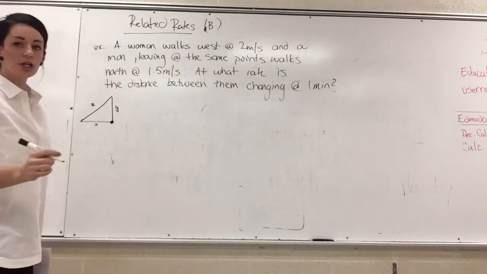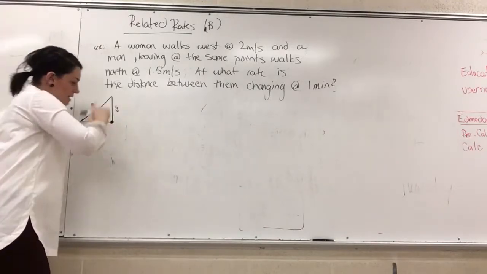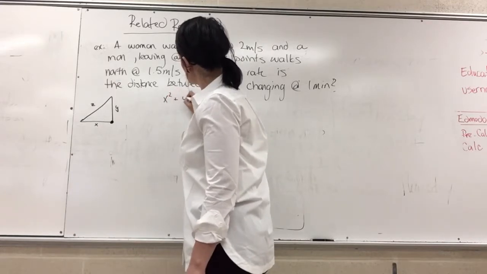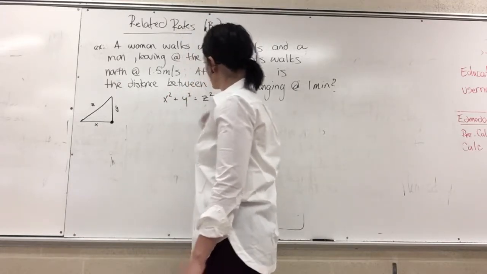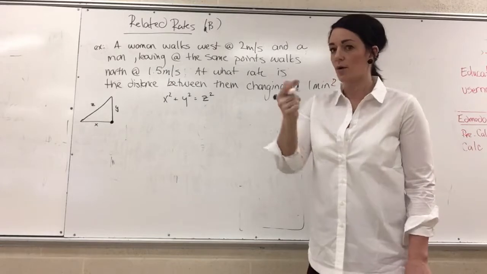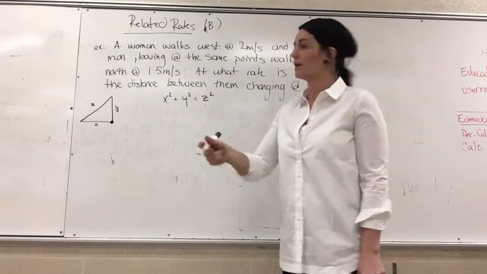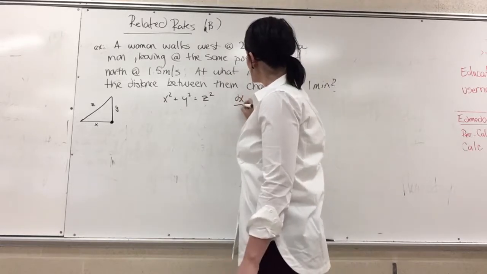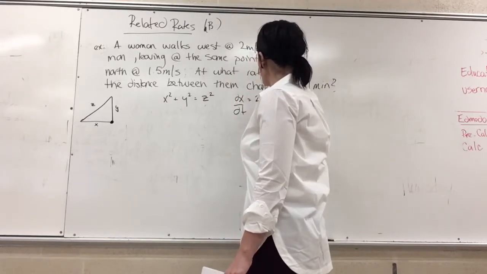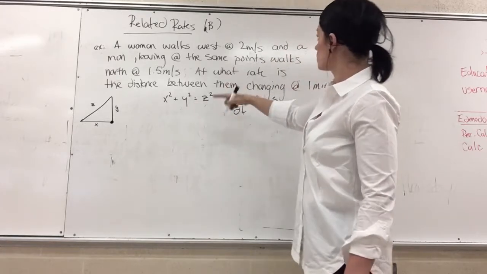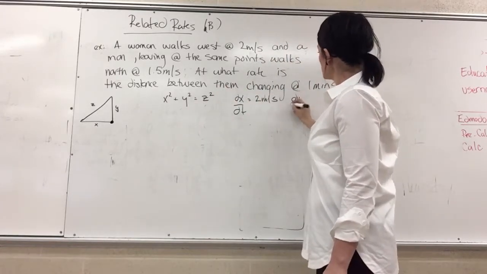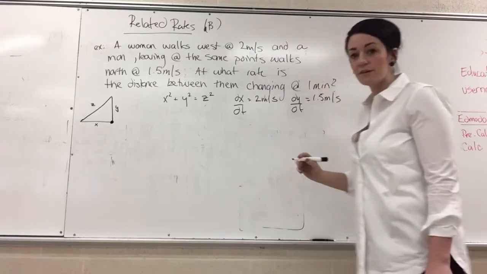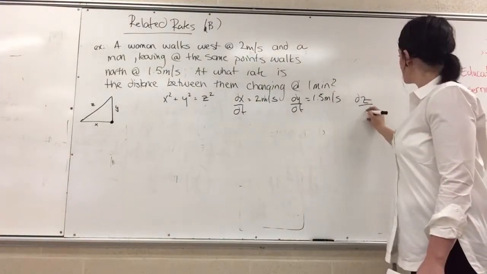So now I know I'm looking for a formula that has these three variables in it. So I'm going to use x squared plus y squared equals z squared, okay? So now I have a diagram. Now I know what formula I'm using. What information have I been given? The woman is walking at 2 meters per second, so dx/dt is 2 meters per second. The man is walking at 1.5 meters per second, so dy/dt equals 1.5 meters per second. And what am I looking for? I'm looking for dz/dt.